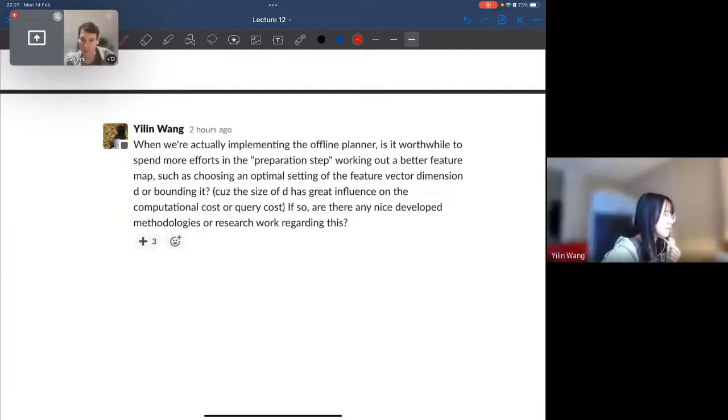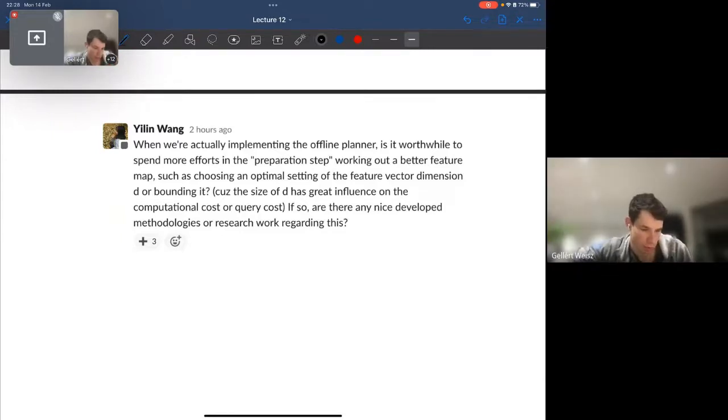Yes. My question is, when we are implementing the offline planner, is it worthwhile to spend more effort in the preparation step, like working out a better feature map, such as choosing an optimal setting of the feature vector dimension D, or bounding D? Because I noticed that the size of D has great influence on the computational cost or query cost. And if so, are there any nicely developed methodologies or research work regarding this topic?